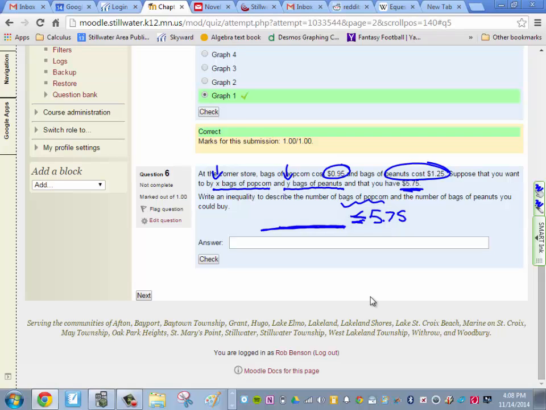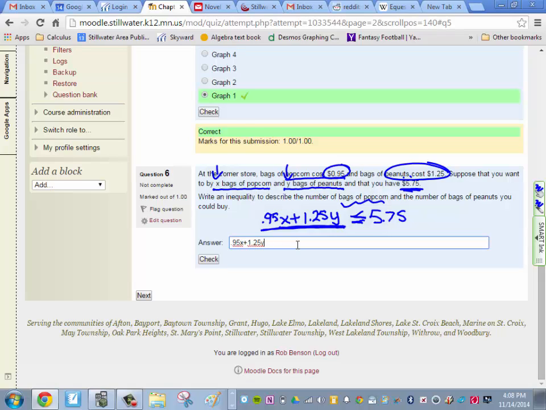Now for every bag of popcorn, x, you're going to spend 95 cents. So how much do you spend on popcorn? Well, you just do 0.95 times how many bags, which is x. And for every bag of peanuts, you spend $1.25. So $1.25 times the number of bags of peanuts will give you the total cost of the peanuts. And you just add these two together, and now you've got your inequality. So that's what we've got to put in: 0.95x plus 1.25y is less than or equal to, that's how you put that in.